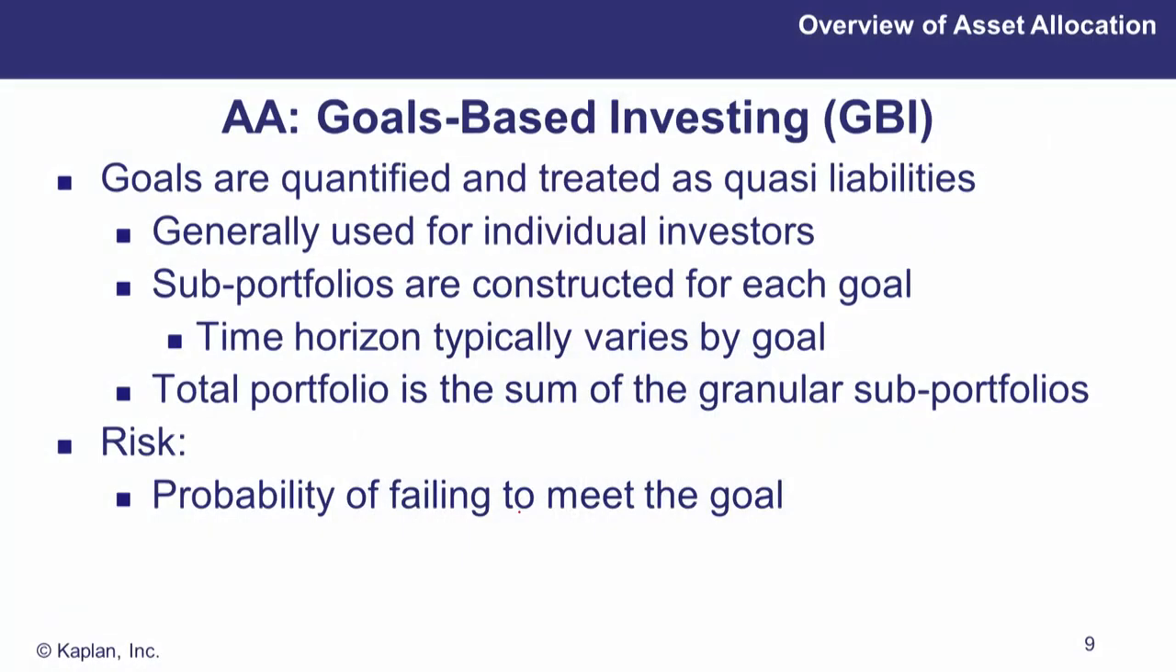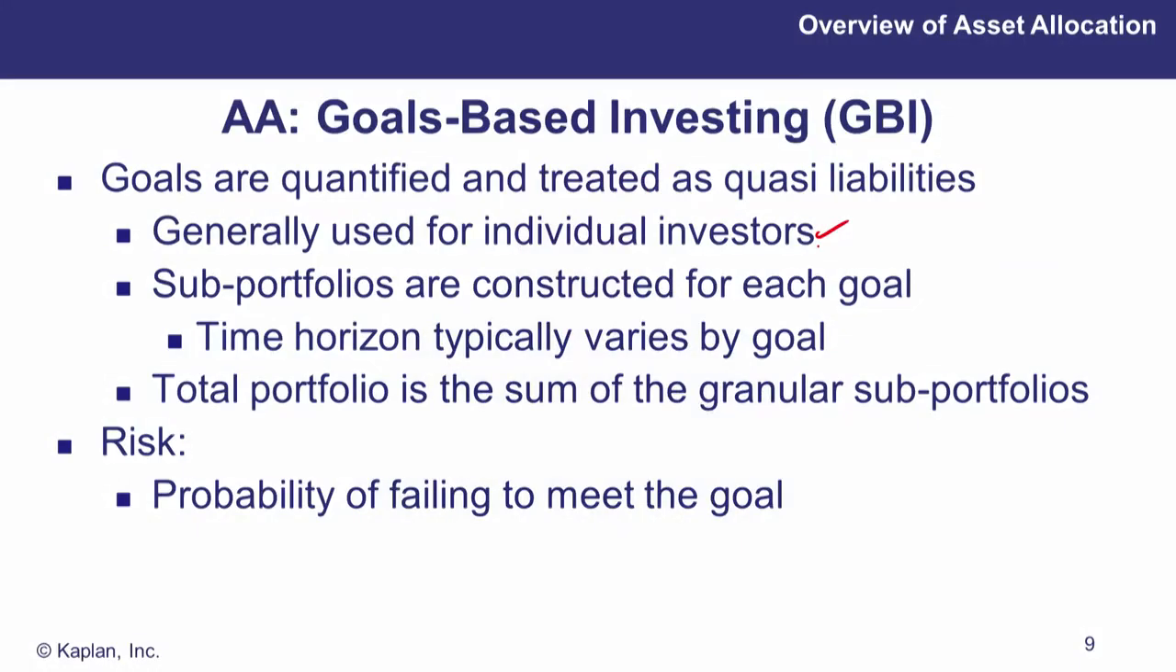Usually only individuals and families are tempted or are keen with goals-based investing. The idea is that the time horizon will vary by each goal. The college fund's going to be a lot shorter term than retirement income, or the bequest perhaps. The total investment portfolio, of course, is just the sum total of all of those sub-portfolios, the individual silos that we've set up to meet each future goal.